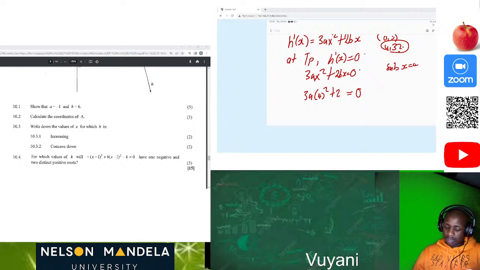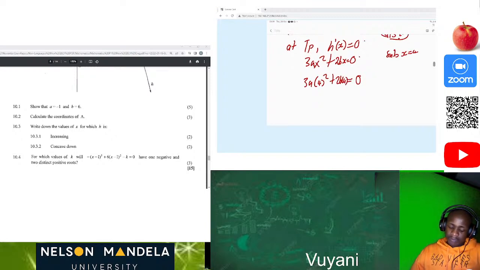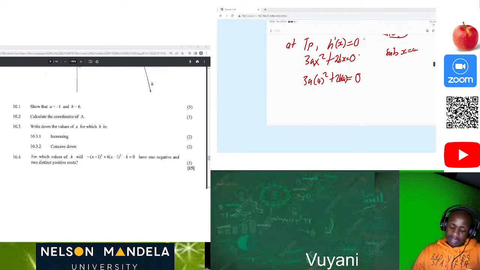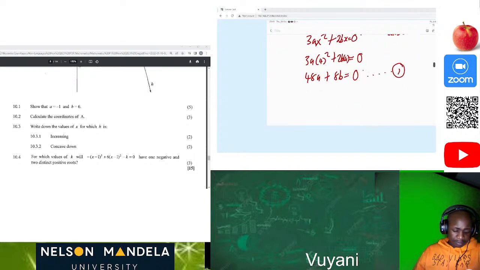Then 2b multiplied by 4. Then 4 squared is 16, and 16 times 3, that's 48. Don't worry yourself, use your calculator. It's there to save your day. So 48a plus 8b is equal to 0. Then this will be our equation number 1.